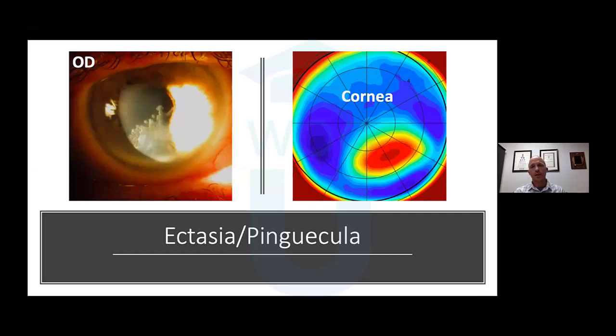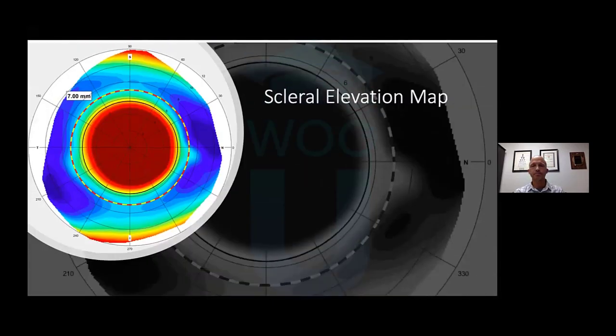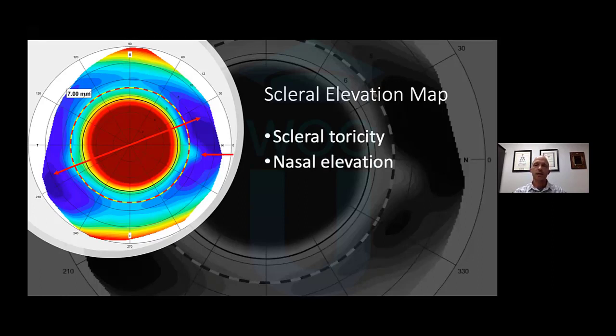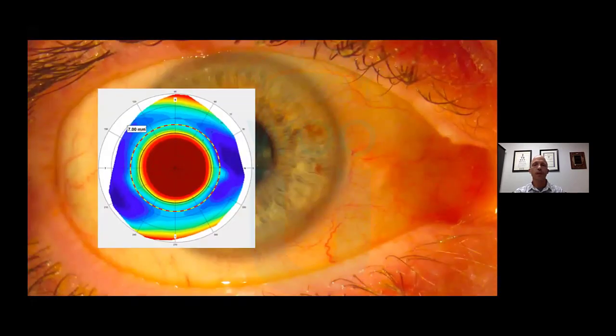So the first thing that we do in our office is measure him with corneal scleral topography. And what we see here is a couple of things. Number one, he has significant scleral toricity, so we're going to have to deal with that. And secondly, he has this nasal elevation. Again, this is the right eye. Very much like the last patient, if we look at the map and see this elevated area, it corresponds very nicely with an area that's raised, a pinguecula, that's about 200 microns in elevation.